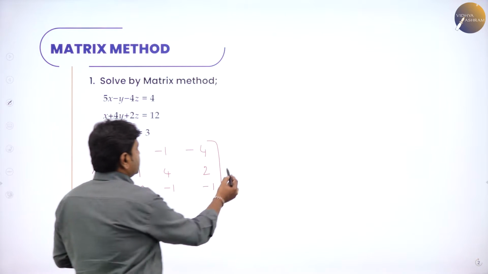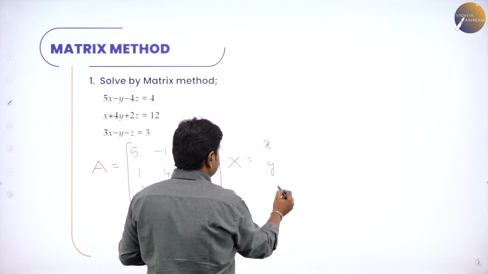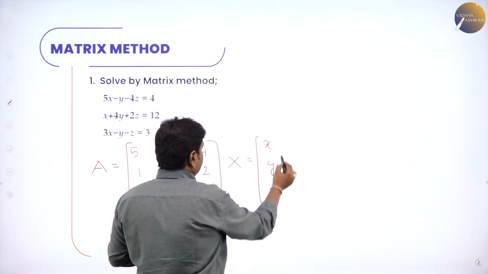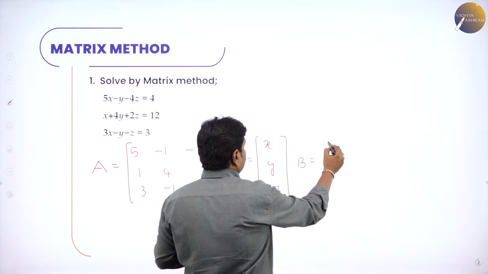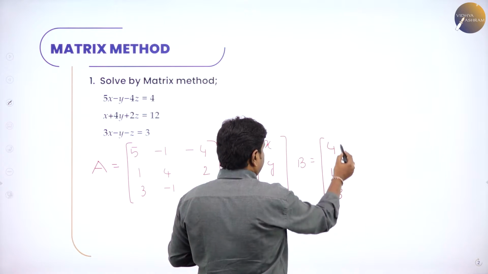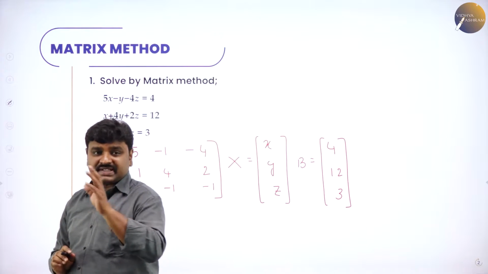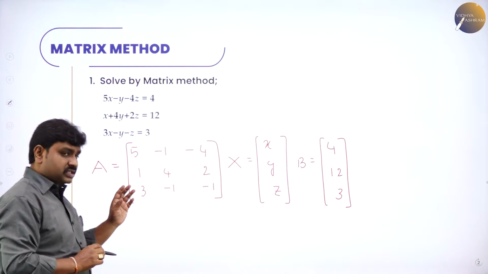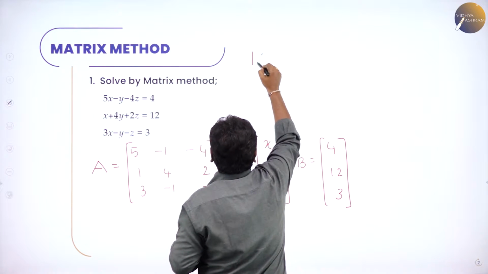And then X means what? Variable matrix. Variable matrix means x, y, z. Then we have constant matrix. Constant matrix means B, that is 4, 12, 3. So now you have A, X and B. Once you know the value of A, X and B, first task is you need to find determinant. First find determinant of A.